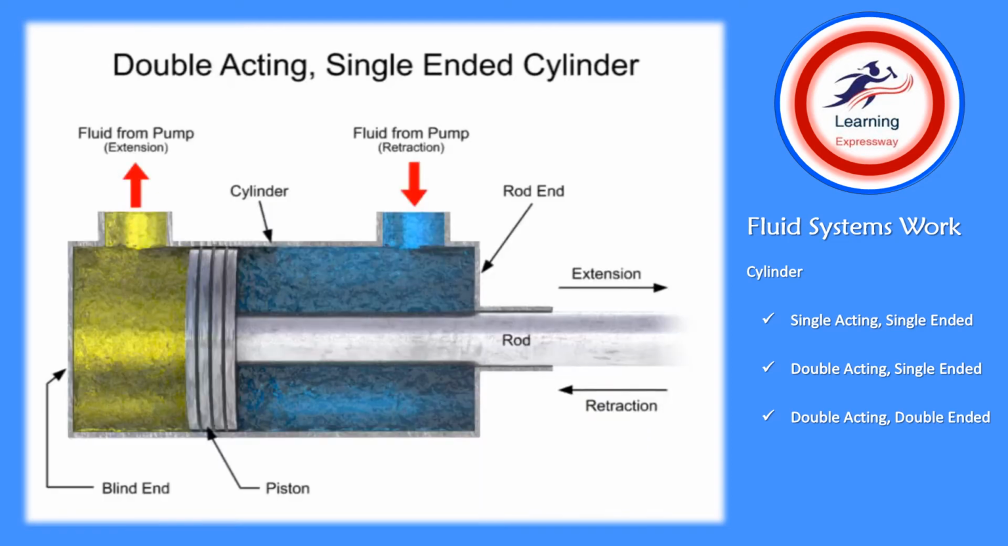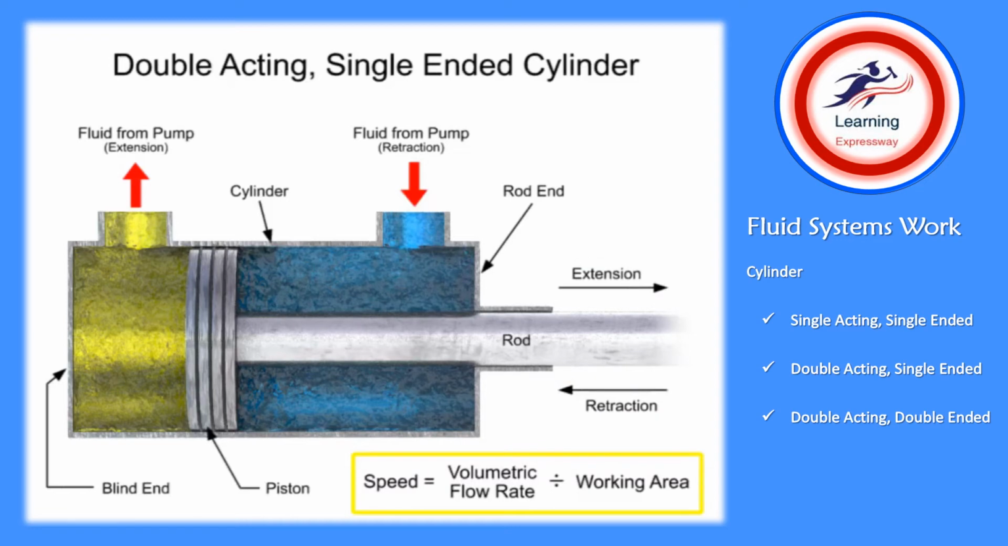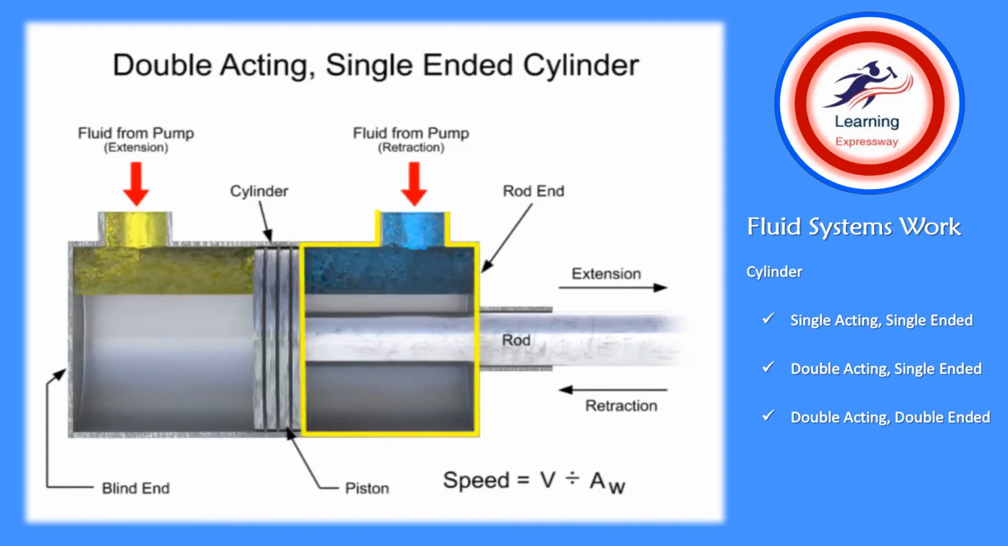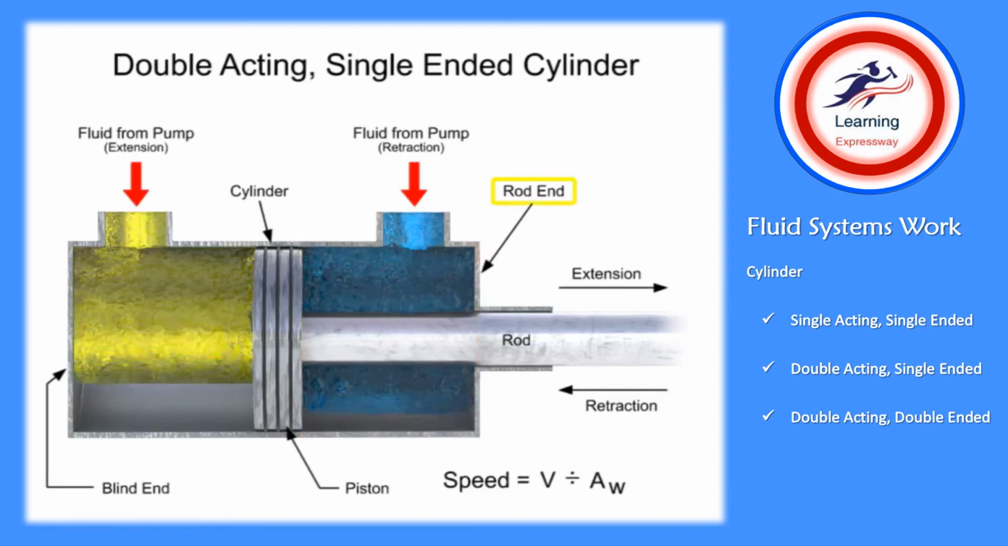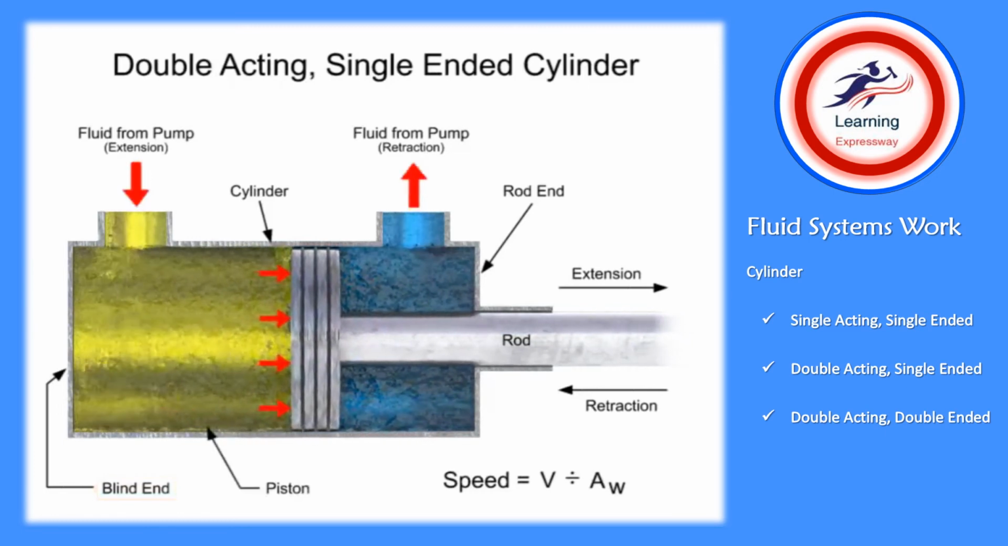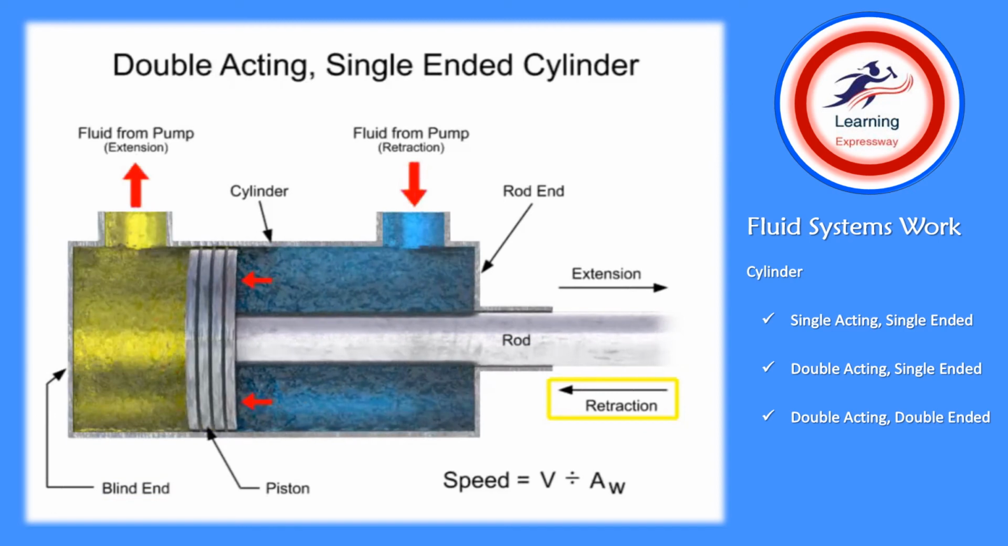The speed at which the piston extends and retracts is calculated using the volumetric flow rate divided by the area for the incoming fluid. Since each side of the cylinder has a different working area, each side experiences a different speed. Let's assume that the volumetric flow rate is equal for each inlet. Because the rod takes up space within the cylinder, less fluid is required to fill that side. This means that the fluid can fill the rod end side more quickly than it can fill the blind end. Since the rod end side fills with fluid more quickly, the cylinder will always retract faster than it can extend.